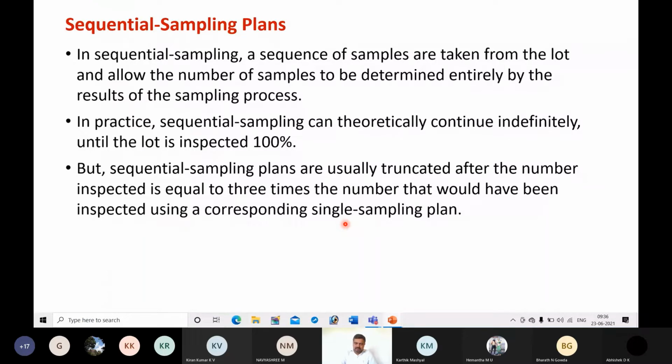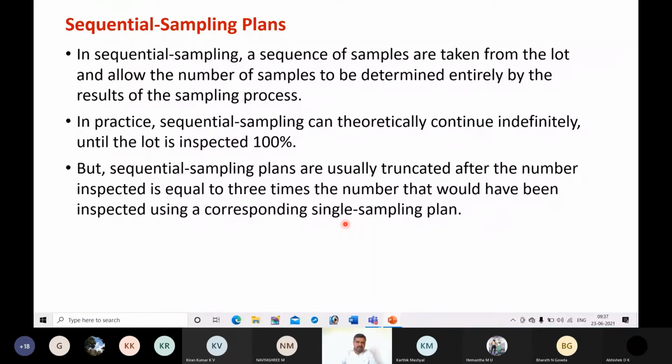Suppose for example the lot size is 1000 and for single sampling we choose a sample size of 50. In the case of sequential sampling, we will end the process after 150. Anyhow, we are going to terminate the process after taking 150 samples. That is the meaning.